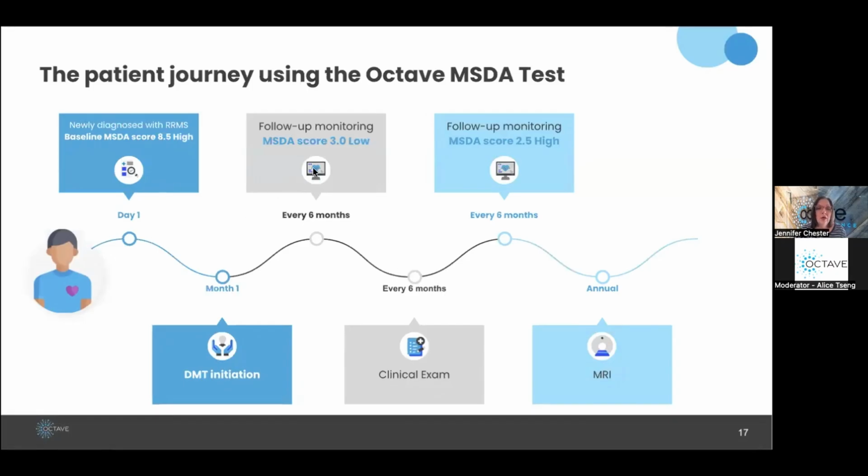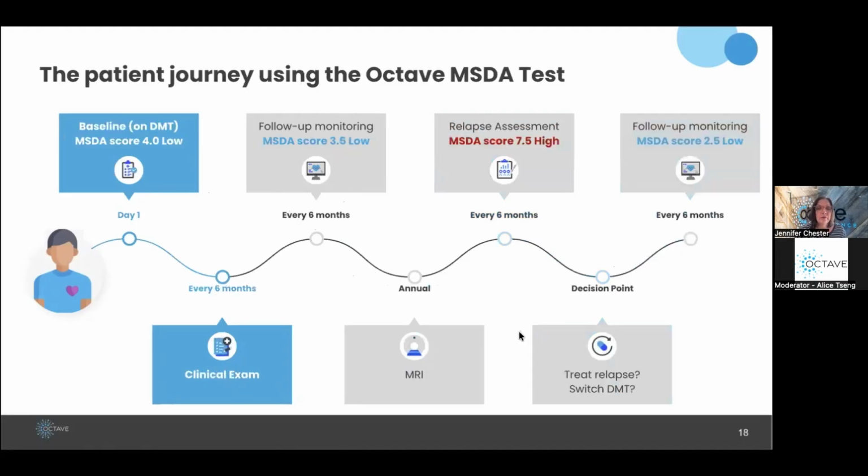But up here now, we're adding in the MSDA to this practice. So 6 months after starting treatment, this patient repeated their MSDA score, and now they're low at 3.0. That's awesome. 6 months later, it's checked again. It's still low at 2.5. Wonderful. And we haven't even had an MRI yet. So this shows you can already feel some confidence in the treatment that you're on because your score is low and you're not waiting for that MRI to see if you've had changes or not.